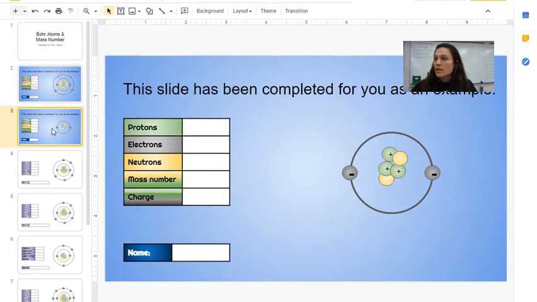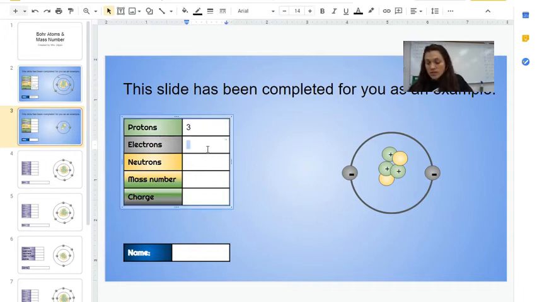Next slide. All right, so we got 1, 2, 3 protons, electrons 2, neutrons 2, mass number. So see how I have it yellow and green? Because you add together the yellow one and the green one. So 3 plus 2 is 5. And are there 5 particles in the nucleus? 1, 2, 3, 4, 5. Yes, because all the mass comes from the protons and the neutrons in the nucleus because electrons are so small.